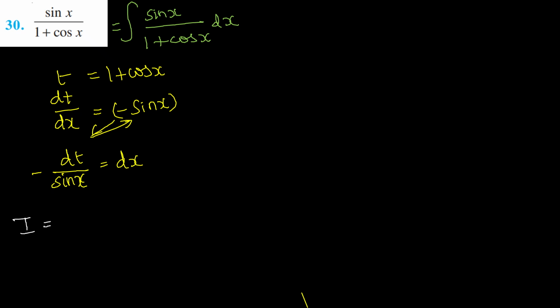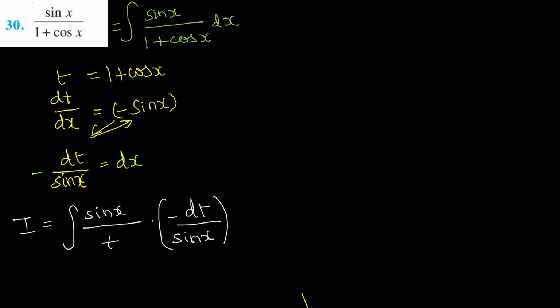Substituting this dx and 1 plus cos x values in this integration function, we get I is equal to integration of sin x by t dx values, minus dt by sin x. These two terms will be cancelled out, so that you get minus integration of dt by t.